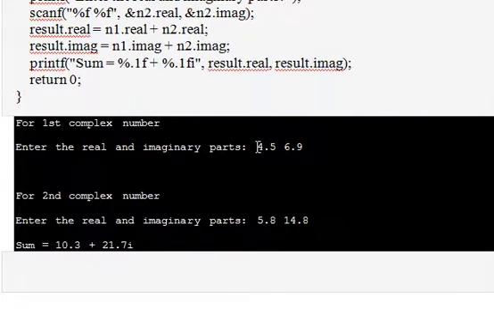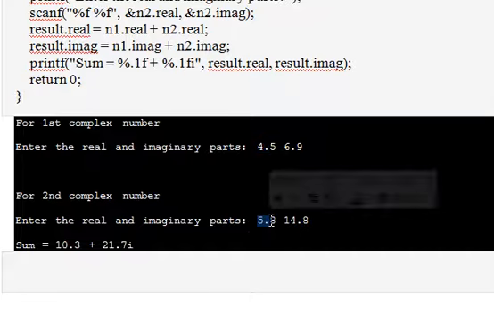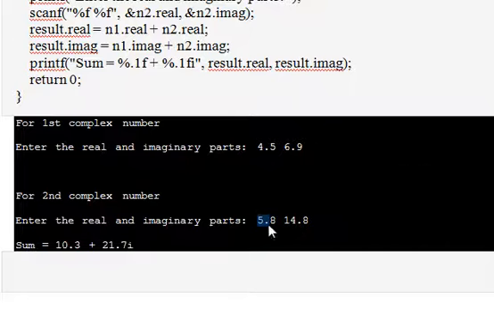The first complex number is 4.5 plus 6.9i, and the second complex number is 5.8 plus 14.8i. For the addition I am writing result dot real equal to n1 dot real plus n2 dot real. n1 dot real means 4.5, and n2 dot real means 5.8. By adding these two we get 5 plus 8 is 13, and so on, giving 10.3. So 10.3 will be stored in result dot real.